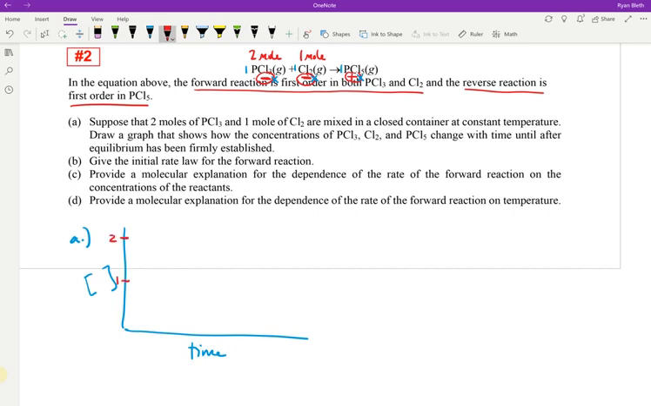And we can say that as concentration, we could say that as moles. Because we don't really have a volume for the container that it's in. We don't really know what the concentration is. We could say it's a 1 liter container, and then 2 moles for every 1 liter, and 1 mole for every 1 liter. So whether that's molarity or moles, it's going to start out as 2 for PCl3.